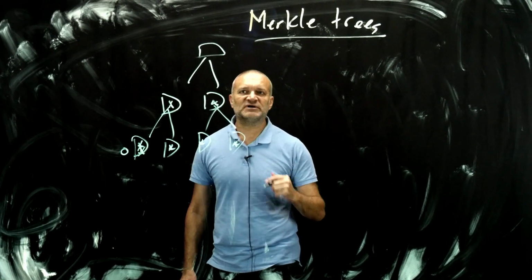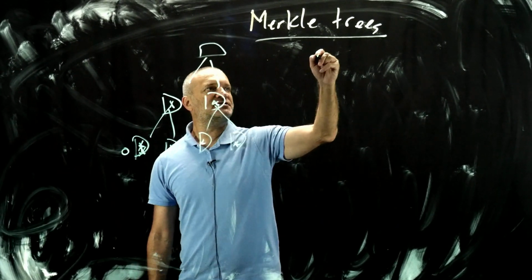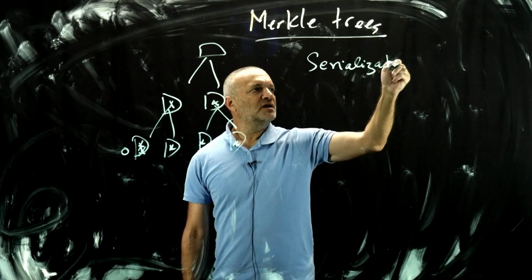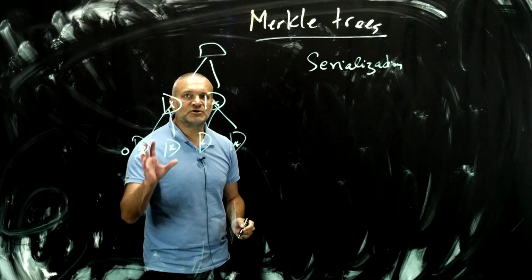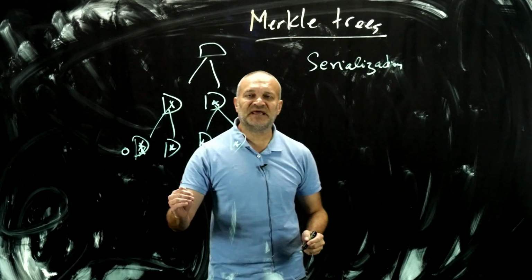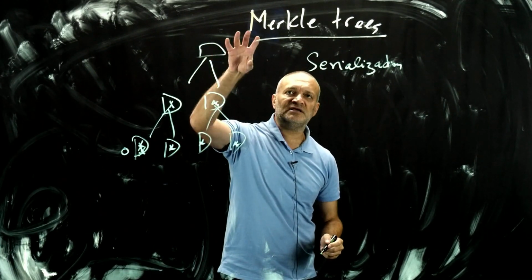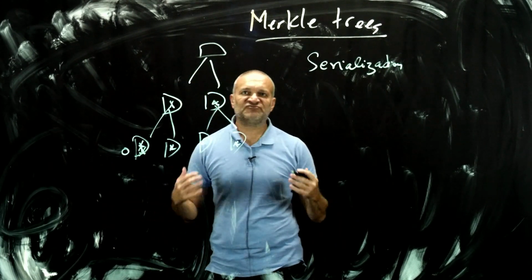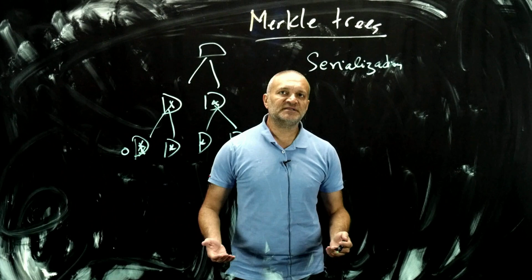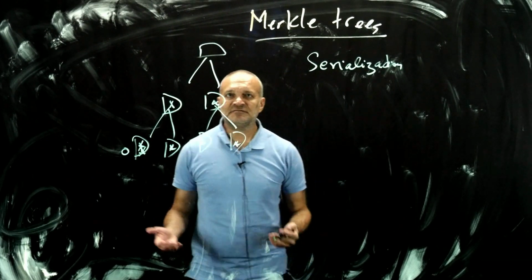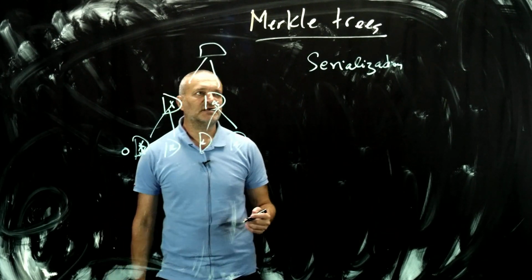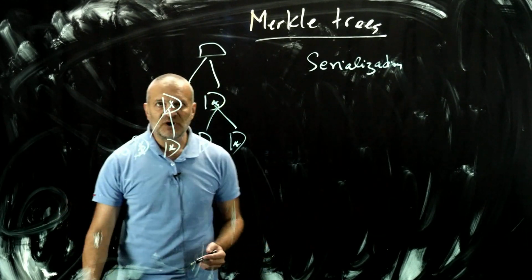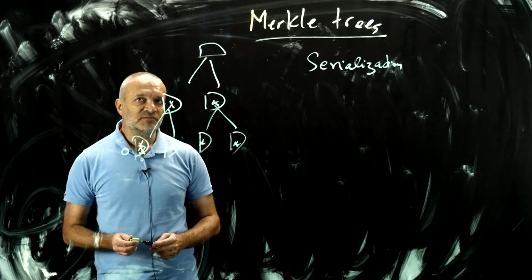So one way to do it is a device called serialization. You somehow want to encode the data of the entire tree in one way, so that it is a very efficient way to see whether the data has been tampered with or not. So how does serialization work? Let me just show it to you. I'm not going to explain it formally.